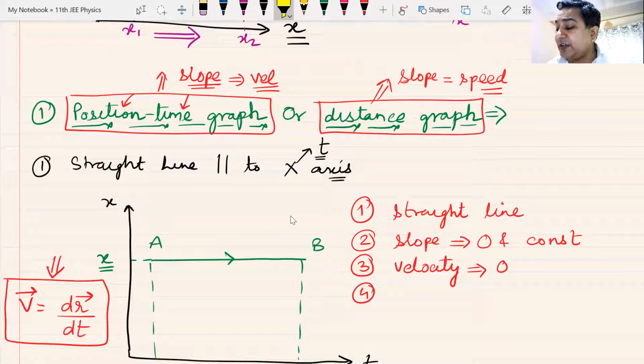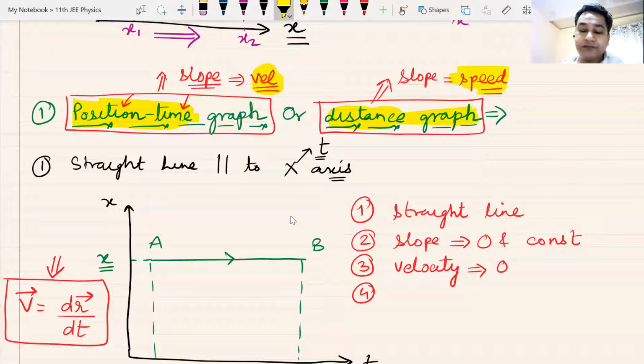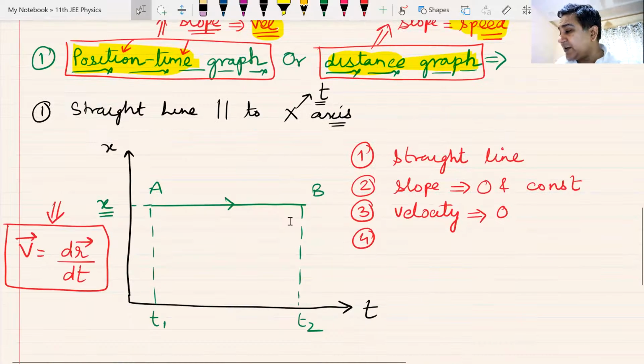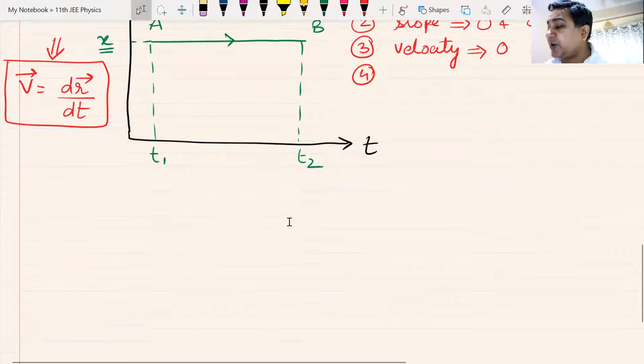Let me repeat what I'm saying. The slope of position time graph gives me velocity. The slope of distance time graph, time is missing here, will give me speed. Am I clear? Can I have a show of strength with some raised hands?